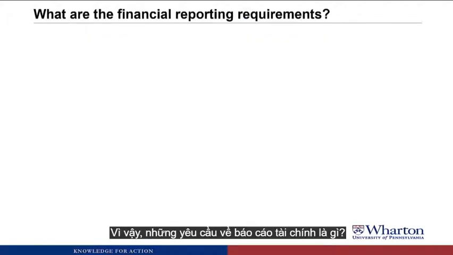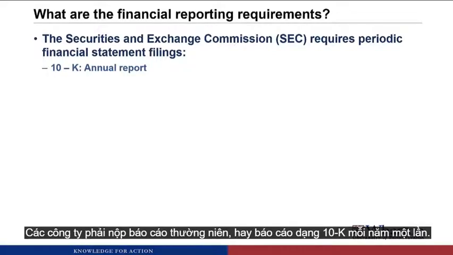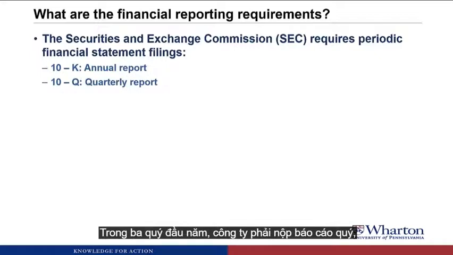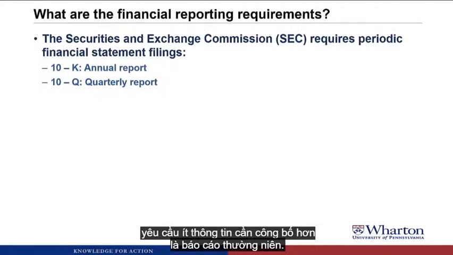So what are the financial reporting requirements? The Securities and Exchange Commission, or SEC, requires periodic financial statement filings. Companies must file an annual report, or 10-K, once a year. This includes a full set of financial statements with a substantial amount of additional disclosure. This thing generally runs 200 to 300 pages. The other 3 quarters of the year, firms must file a quarterly report, or 10-Q, which has a full set of financial statements but less required disclosure than the annual report.